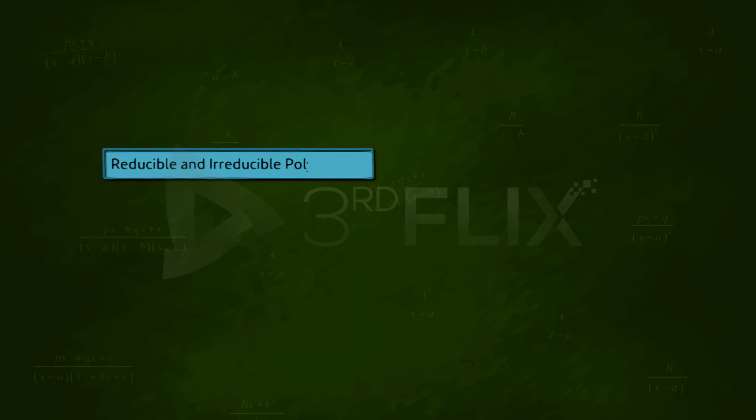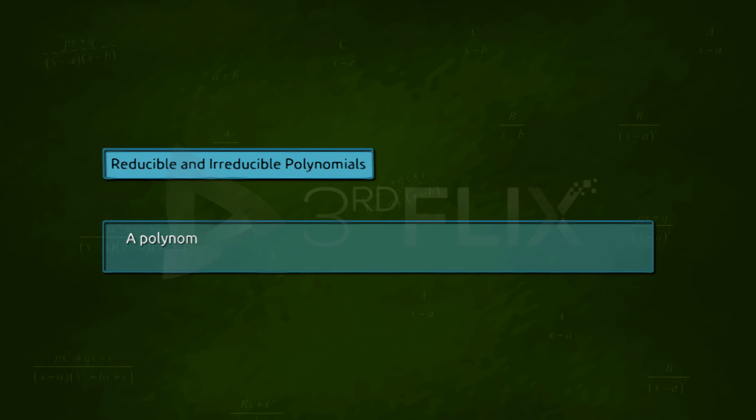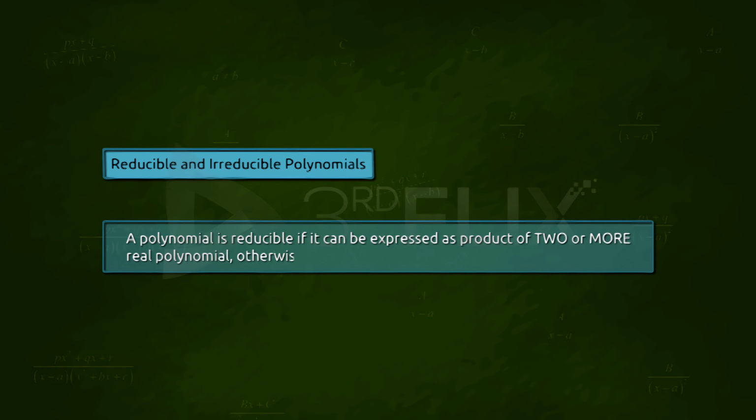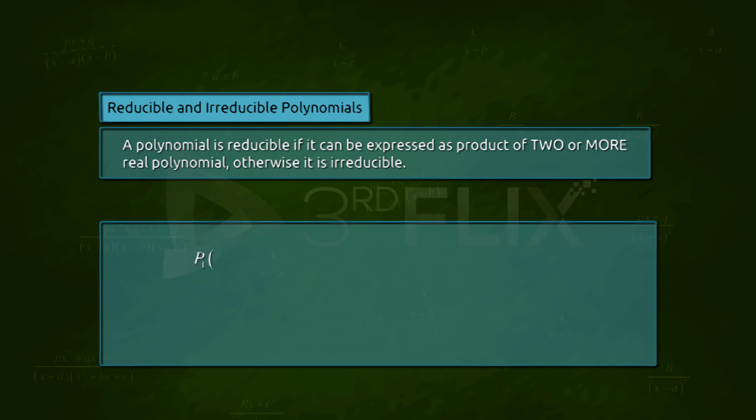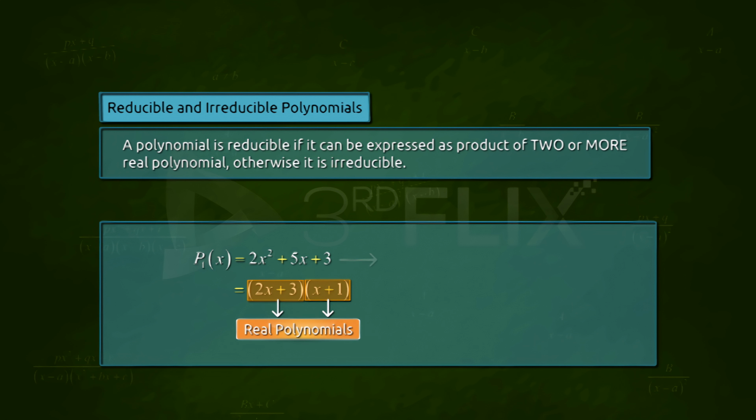Reducible and irreducible polynomials. A polynomial is reducible if it can be expressed as a product of two or more real polynomials, otherwise it is irreducible. For example, the polynomial p1(x) = 2x^2 + 5x + 3 can be written as a product of two real polynomials. So this polynomial is called a reducible polynomial.